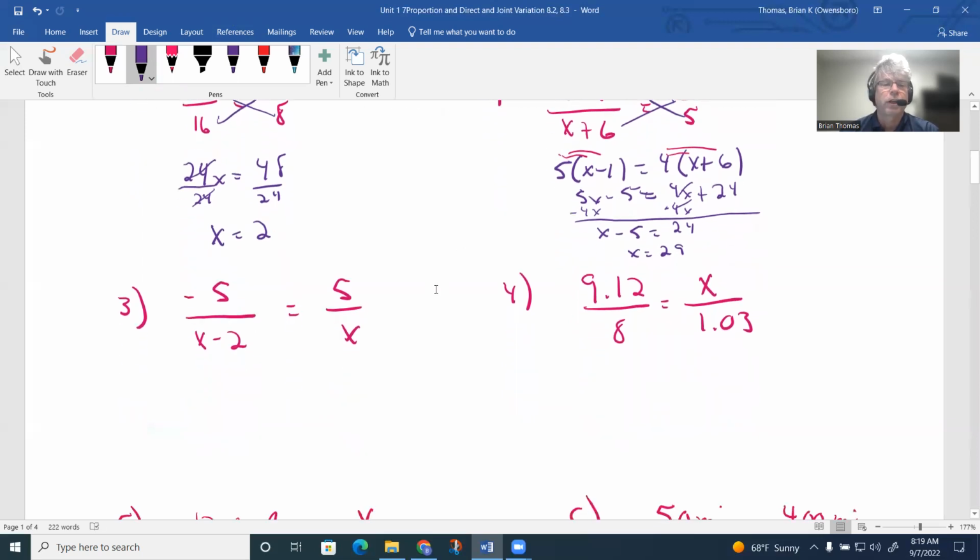So number 3, notice how again we have a fraction equal to a fraction, or again, we call these proportions. And the strategy to solve these is to cross multiply. So I have this -5 times x, which is going to be -5x. And I have to multiply this 5 to this x minus 2.